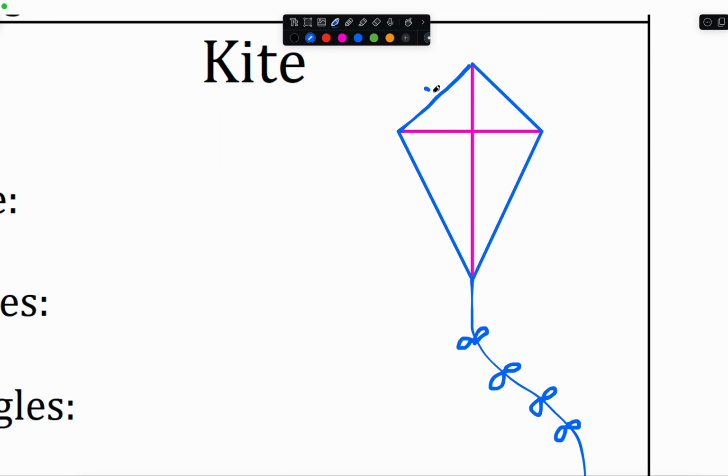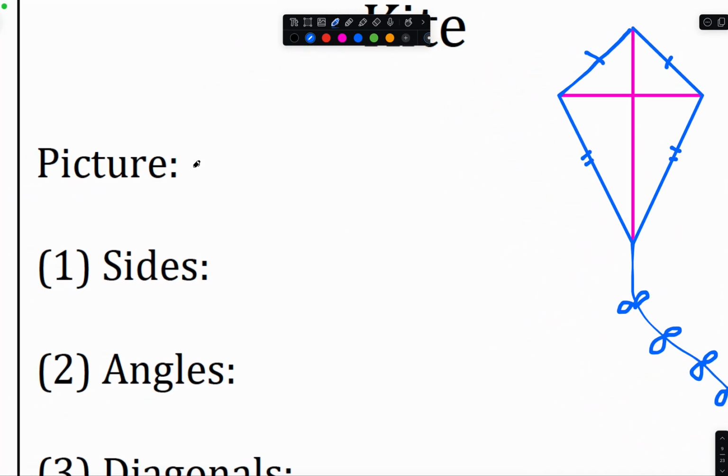So what's true about the sides? Well, this side is going to be the same length as that one, and then this side is going to be the same length as that one. So since they're right next to each other, let's call them consecutive. So for sides, let's say 2 sets. I'm going to say consecutive sides are congruent. 2 sets of consecutive sides are congruent. The top 2 are congruent, the bottom 2 are congruent.